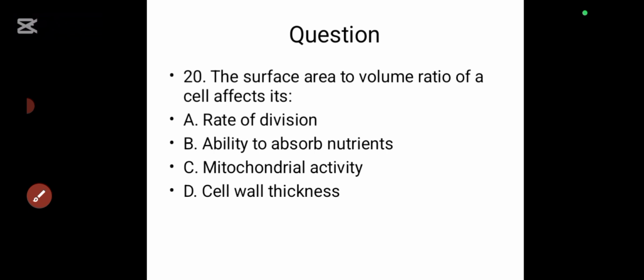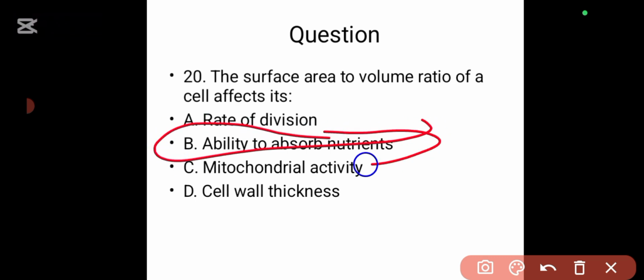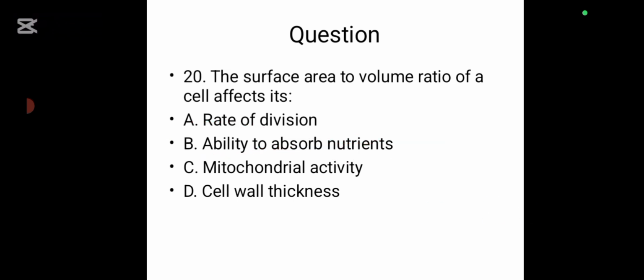The surface area to volume ratio of a cell affects its rate of division, ability to absorb nutrients, mitochondrial activity, cell wall thickness. Now, the surface area to volume ratio affects its ability to absorb nutrients because it absorbs nutrients by diffusion. So that is just asking about diffusion here. So that's going to be the answer. Ability to absorb nutrients.